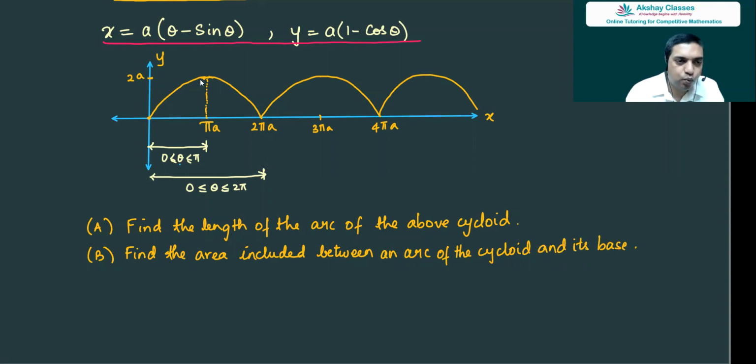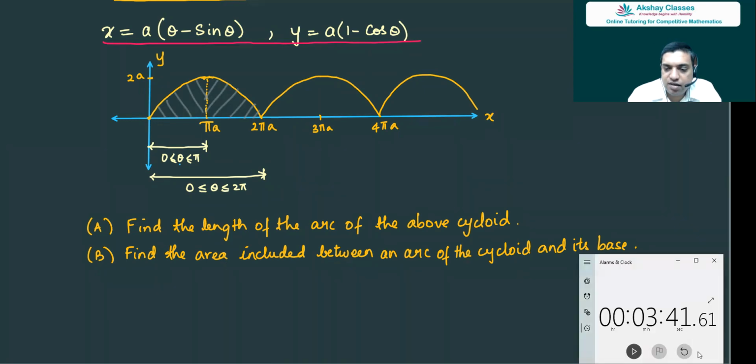So we just need one arc length. So from point 0 to 2 pi a, we need to find the area in this shaded portion. That's all. This is the question. So I want you all to solve now. It is in parametric form. Use the parametric equation and solve. It is not a difficult one. Very easily you can solve. I'll give 5 minutes, 3 minutes time.